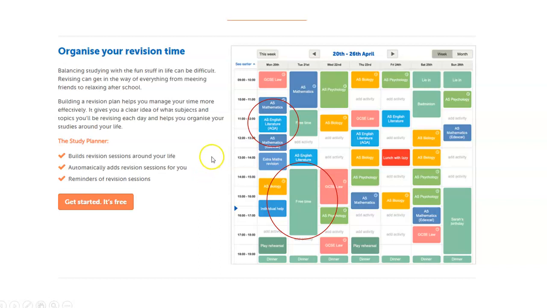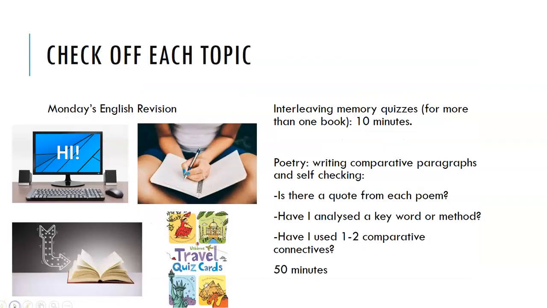Now, you've got your revision timetable, and look here, there's a subject. It says English literature. So what do you do with your notepad? With your notepad, you need to think, right, I've got an hour's revision time. What am I going to do? You might not plan it all at once at the start. You might kind of do it the day before. You might do it the week before.